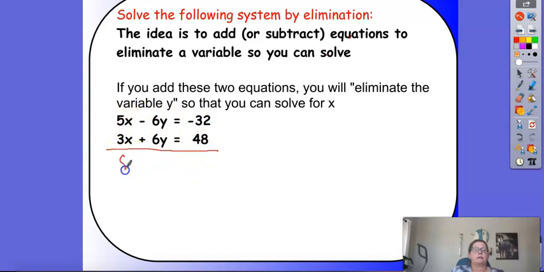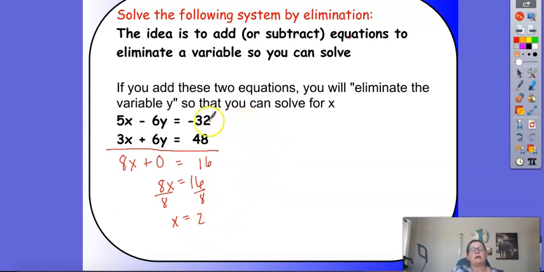5x plus 3x is 8x. Notice how these 6y, negative 6y plus 6y, that becomes 0. If I add these together, I get a 16. Okay? Now I can solve for x. Divide by 8 on one side. Whatever I do to one side, do to the other side. And I have x is equal to 2.